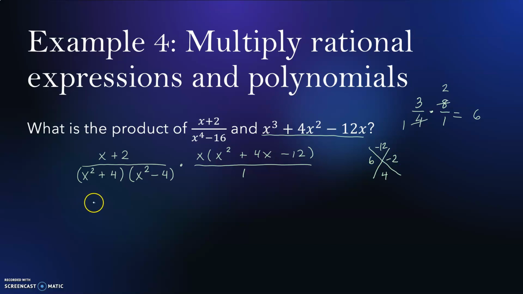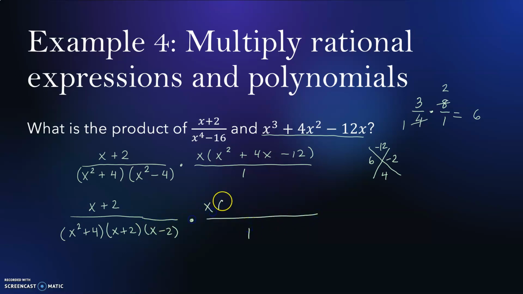So if I rewrite this, I have x plus 2 over x squared plus 4 doesn't factor, but x squared minus 4 does. That's a difference of two squares. And then I can write this, since I just have a 1 as my leading coefficient, I don't have to do all of the factoring. I can just jump right to this part. I don't have to do the box part of that method.